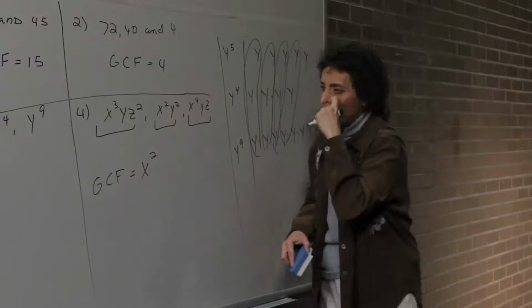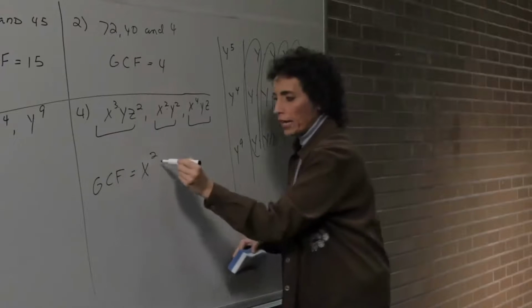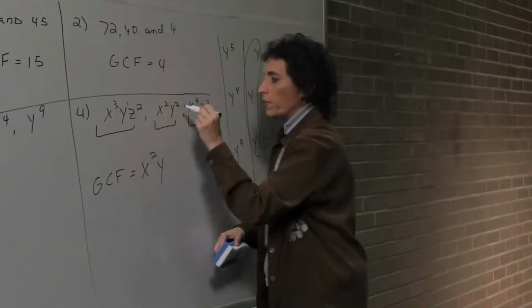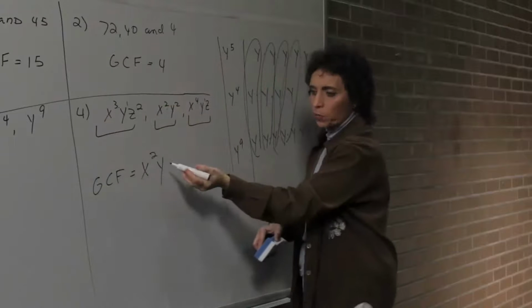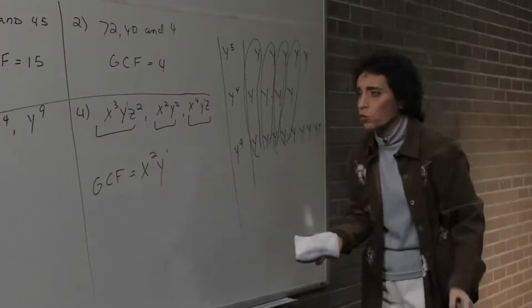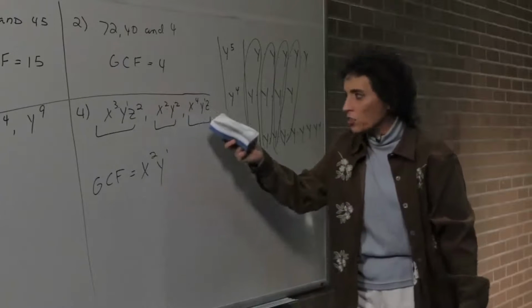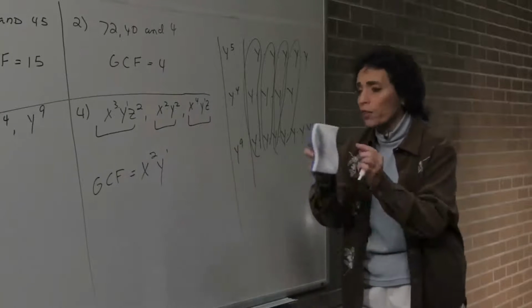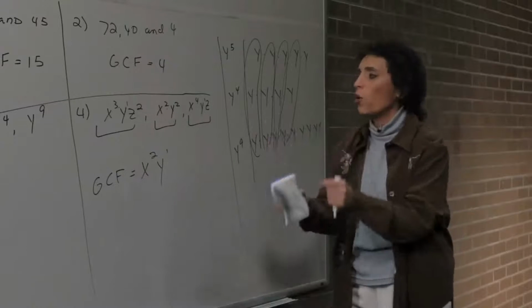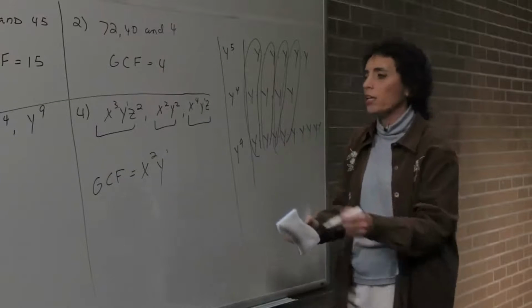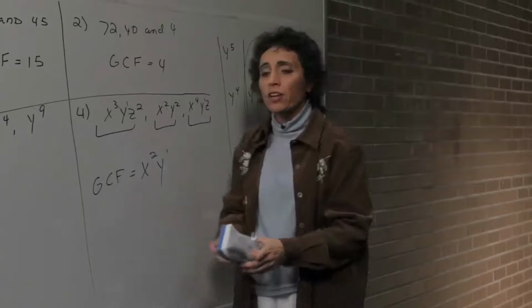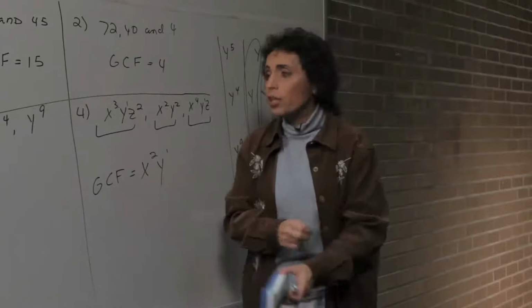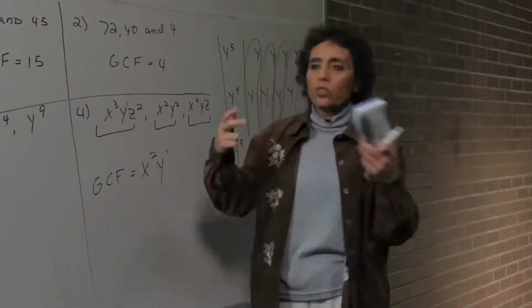Does everybody have a y? Yes, everybody has a y, so y is going to be part of it. And the smallest exponent is a 1, so it's y to the first power. Does everybody have a z? Nope, this doesn't have a z, so it's not part of the greatest common factor because they don't all have them. They're not in common. So that's how you get the GCF. Sometimes you have letters and numbers, sometimes you just have numbers, sometimes you just have letters.